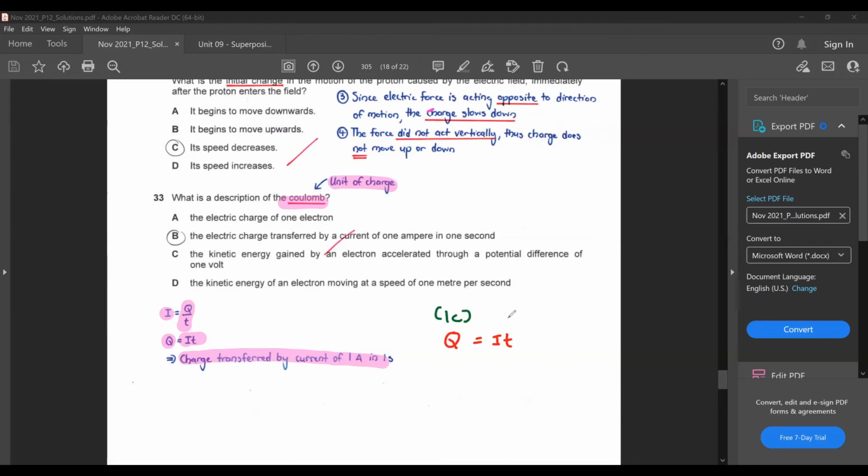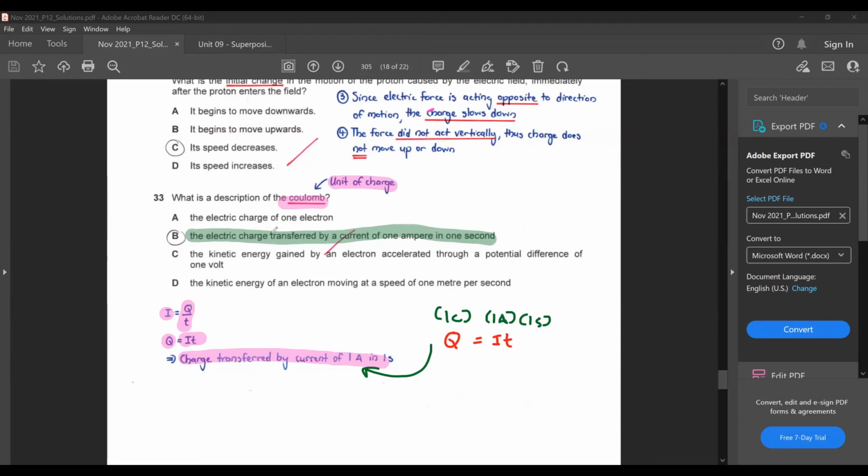1 coulomb of charge would have 1 ampere of current flowing in 1 second. So put into words, it is the charge transferred by a current of 1 ampere in 1 second. Answer is B. Okay. So the rest of it is not really relevant.